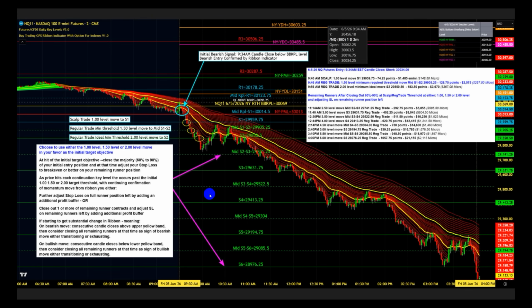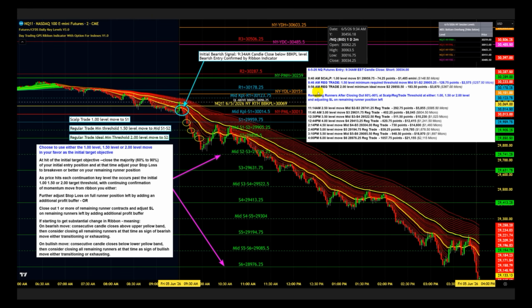This trade management approach allows traders to secure profits at predefined objectives while still maintaining exposure to larger trend-driven moves when market conditions support continued momentum. For example, in today's session, the initial 2-level profit objective was reached at the S2 level during the 9:56 a.m. candle. At that point, the trade had already achieved the minimum target objective for a standard day trade, producing a move of more than 183 points.